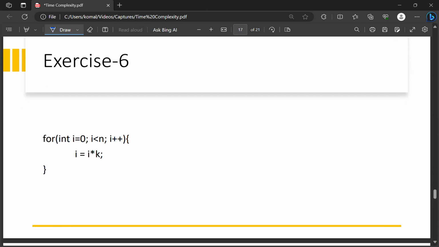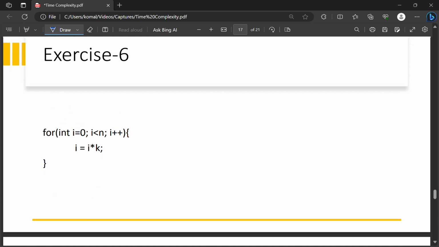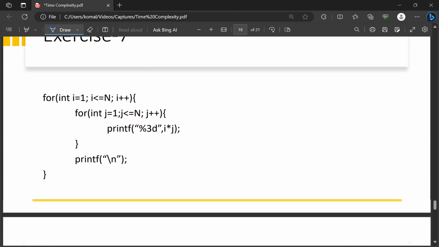Okay. Next, exercise 6. This is also like a logarithmic time complexity. I equal to 0 to n. Every time I is updated by multiplying by k. So this is nothing but big O of log n to the base k. If it is becoming double or half, we will write logarithm to the base 2. As it is multiplied by k times, we write in place of 2, we write log n to the base k. Next one.